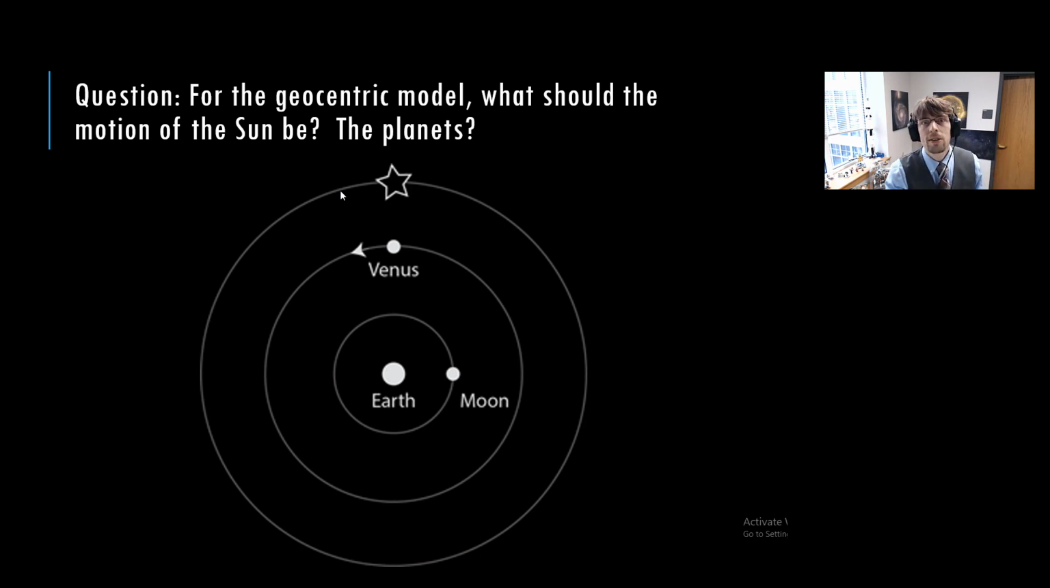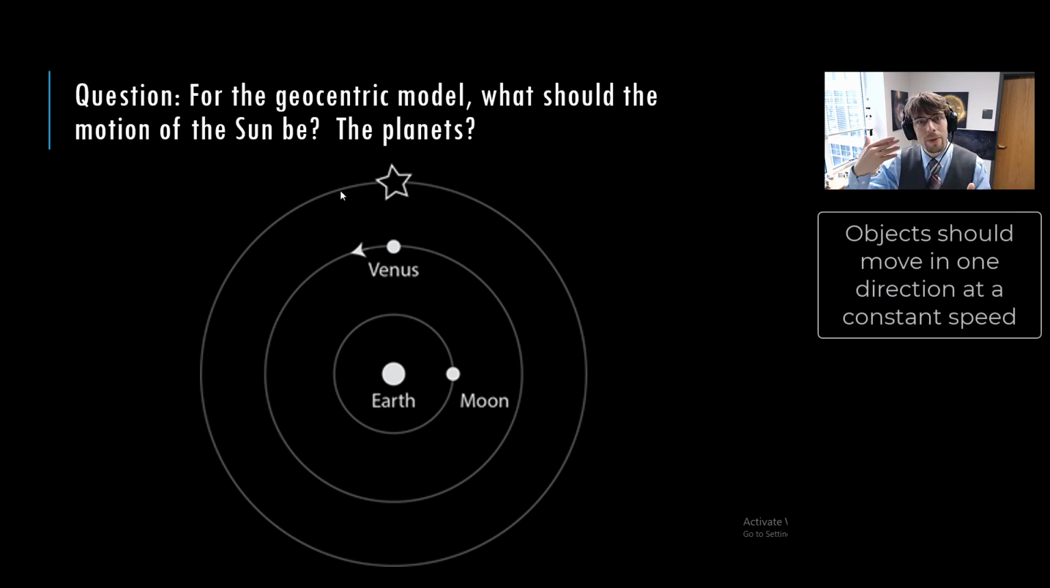Another question for you. What can you tell me about the speed at which they move around? They should be constant or non-constant? Constant. Good. When we look at the celestial sphere, we have some predictions. Objects should move the same direction at a constant speed, because that would correspond to them being pasted on the sphere and the sphere rotating.